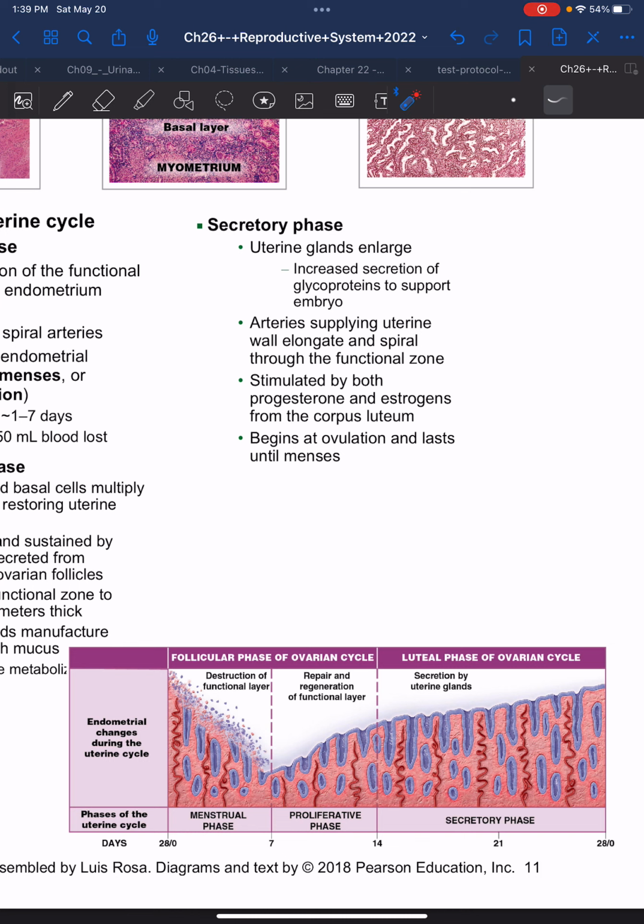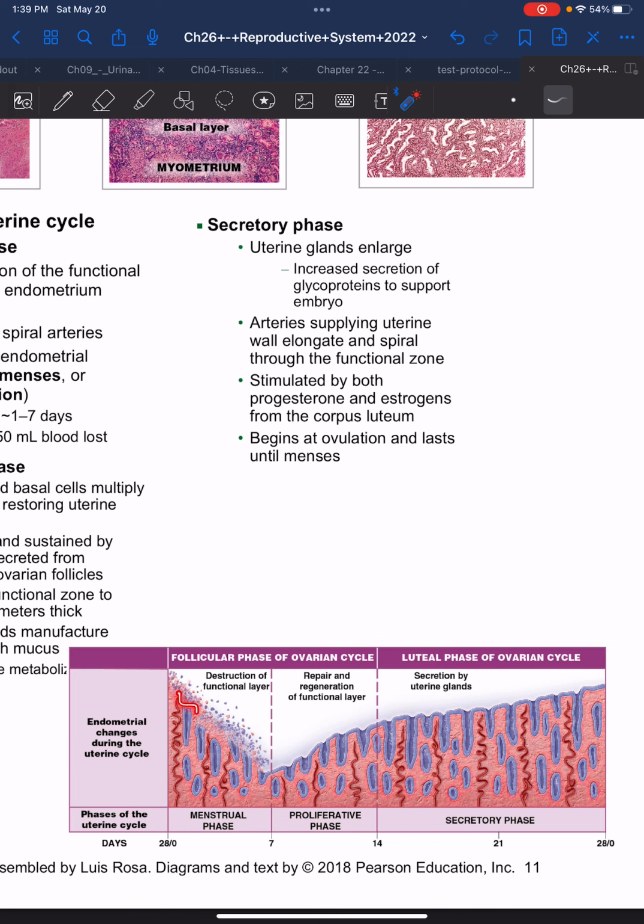If we understand that this is preparing for catching an egg, then you should hopefully understand that by day 28, if it hasn't caught an egg, it's going to deteriorate. It's going to be completely destroyed. And so this layer, the endometrium, is called the functional layer.